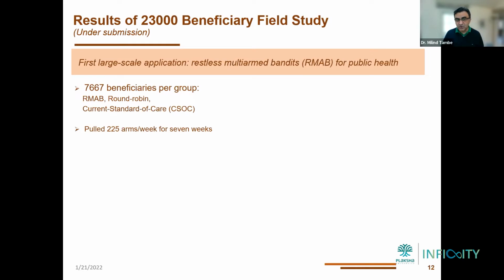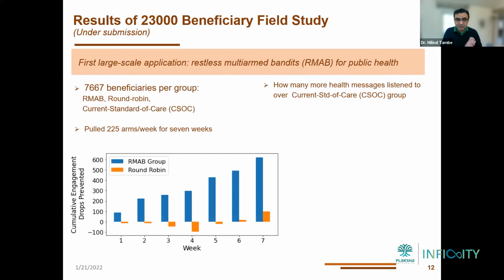And now we want to know how many more M-Mitra health messages were listened to over the current standard of care group, in the RMAB group, in the round robin group. And what we find is here, on the x-axis are different weeks. On the y-axis, cumulatively, how many more messages were listened to over the current standard of care group by the RMAB group and by the round robin group.